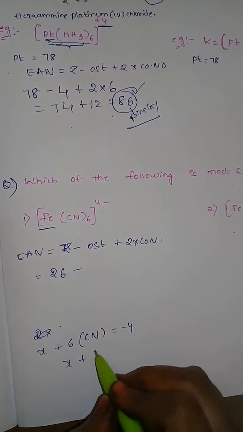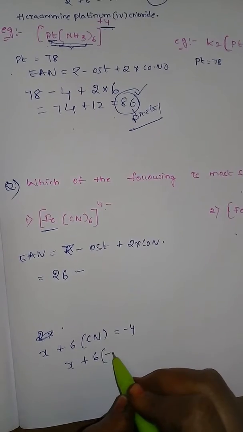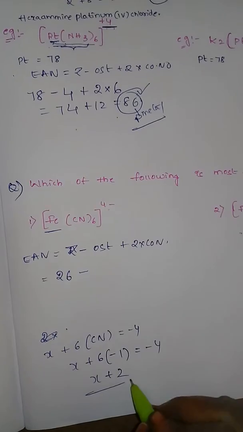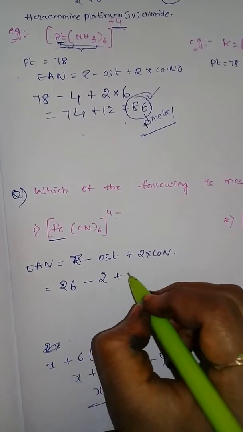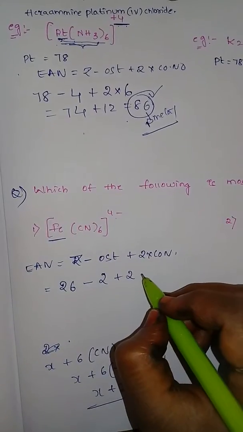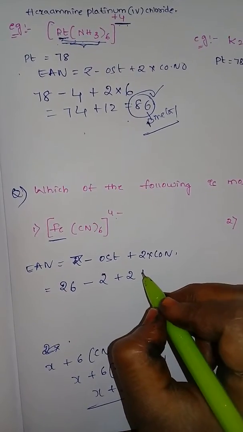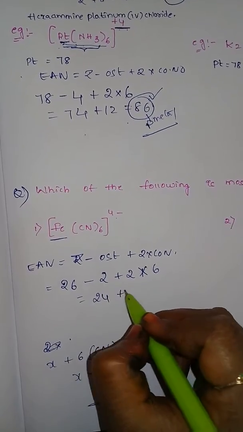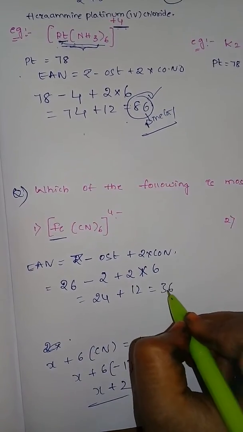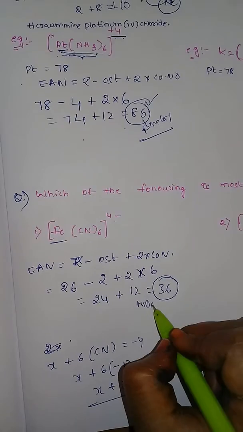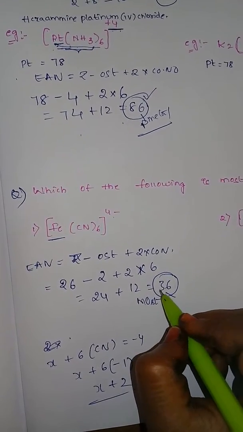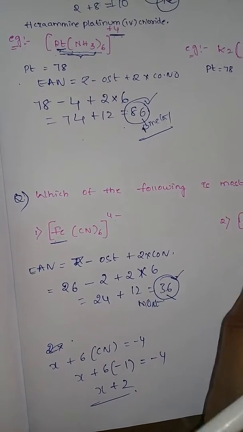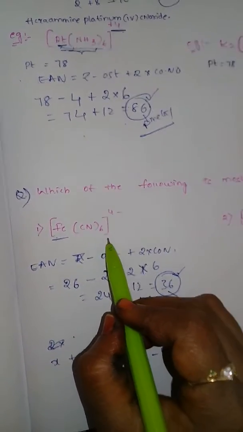What is the charge of cyanide? -1. So the oxidation state is +2. 26 minus 2 plus 2 into the number of ligands attached to the metal, that is the coordination number. How many ligands attached? 6. So 24 plus 12 is equal to 36. This is the most stable. Why? Because the effective atomic number of the metal attains the nearest noble gas configuration. So this complex is most stable.